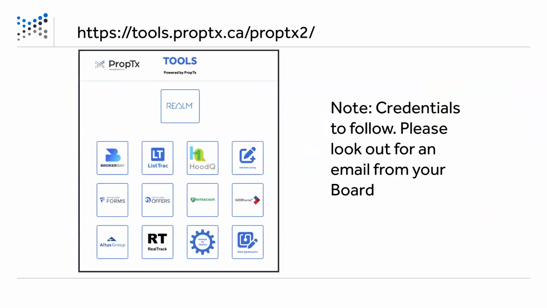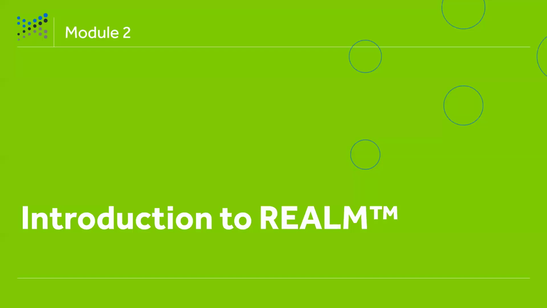Now, if you're just signing in, I'll just repeat that you can expect an email from your board with your login information, your credentials to access the PropTech tool so that you can sign in and test things out. The URL that's up on the screen, tools.proptx.ca/PropTx2, is the tools URL that you will use to sign into the PropTx tool system. I'll be utilizing that as a launch pad today to jump into the various tools and technologies that I'm going to be demonstrating for you.